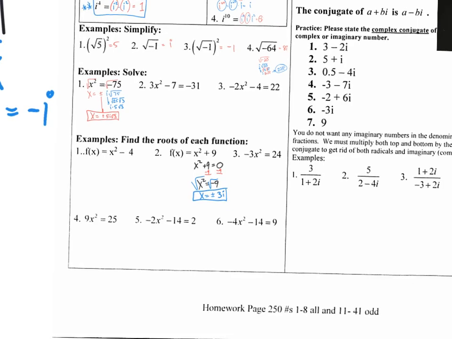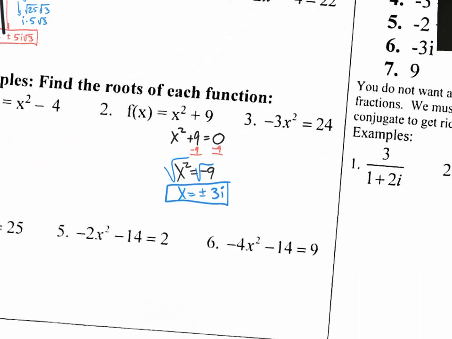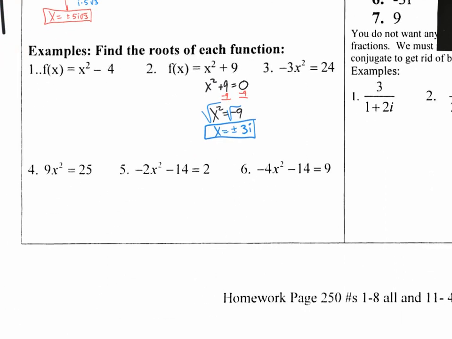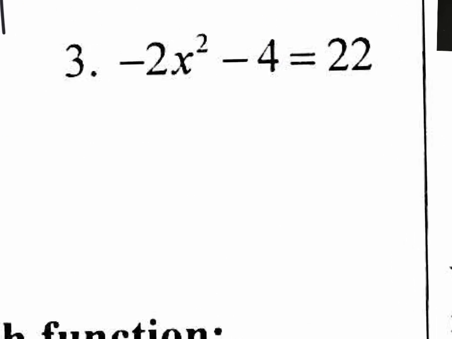Would you like to see another one? I don't know, pick one. 2 up there, 3 up there, or any one of these on the bottom? 3. 3 on the top or the bottom? This 3 up here? Yeah. Okay, that 3 up there. Okay, so let's go and solve that guy.